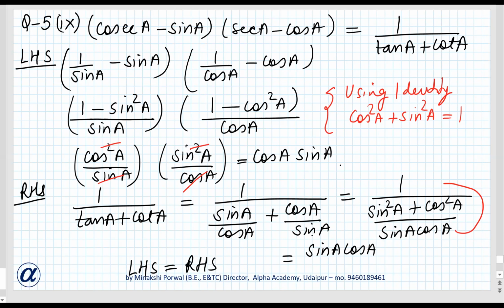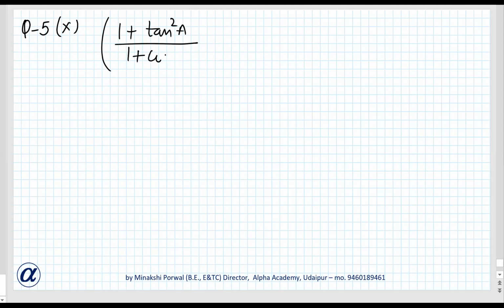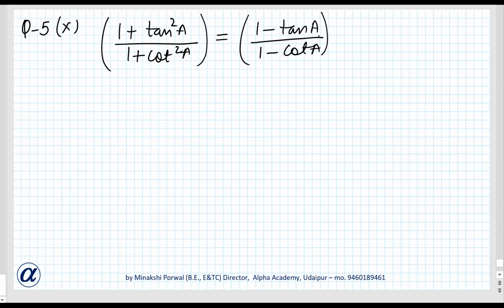Now question 5, 10th part. 1 plus tan square A upon 1 plus cot square A equals to (1 minus tan A by 1 minus cot A) the whole square equals to tan square A. This we have to prove. Actually here there are 3 terms, so I can't say LHS, RHS. So first of all I am taking this term.